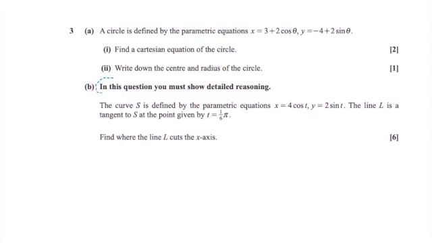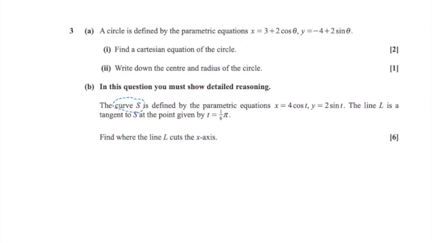In part B of the question, this is very important. You must show detailed reasoning. The reason for this is because it is possible on some calculators to do this question graphically and to get an answer graphically, and that of course is not allowed. You've got to show how to get the answer algebraically. So that's what that caution is for there.